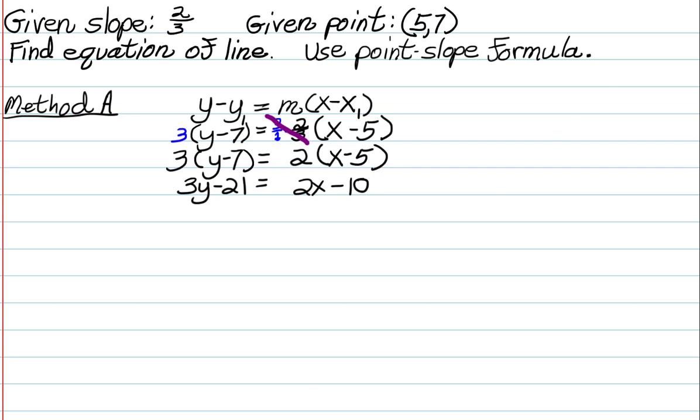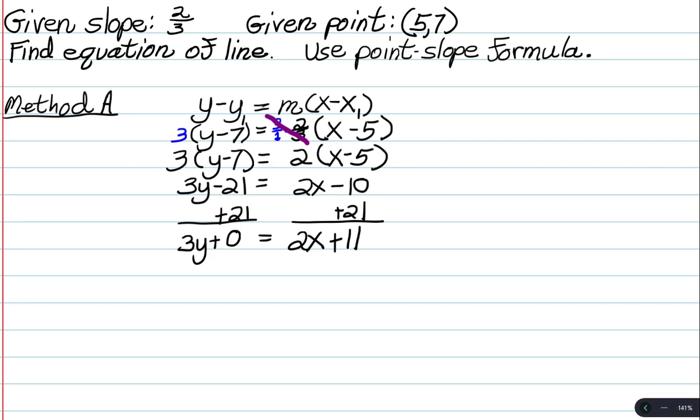Now I have to solve for y, so I add 21 to both sides. Negative 21 plus positive 21 is 0. So I'll have 3y plus 0 over on the left, and 2x minus 10 plus 21, which will be plus 11. 3y plus 0 is 3y equals 2x plus 11. And then I divide by 3 on every term.